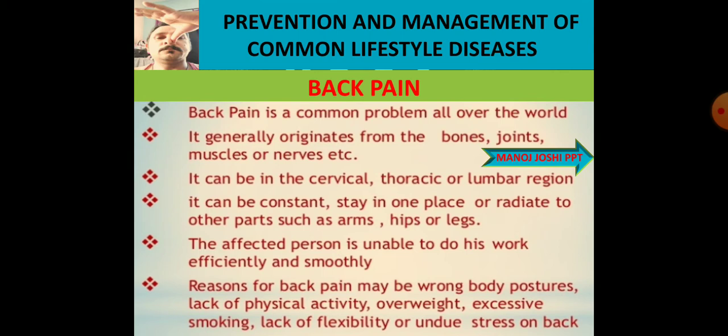because the backbone, the spine, is a very sensitive part of the body. So most of the back pain originates due to dysfunction of the spine. So it can be in the cervical, thoracic, or lumbar region. As we know, the spine is divided into 5 parts: cervical, thoracic, lumbar, sacral, and coccyx. So it may be associated with the cervical, thoracic, and lumbar region.